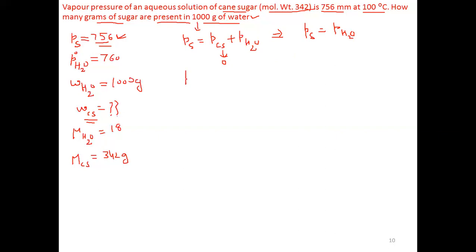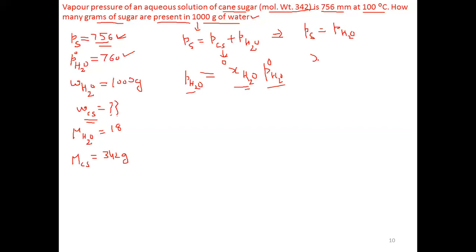Now from Raoult's law we have P water is equal to X water into P water naught, because from this we can calculate our W, because it will involve n2. From n2 we can calculate W2. Now we have P water, we have P water naught, which is 760 mm mercury. So we will now calculate X water.